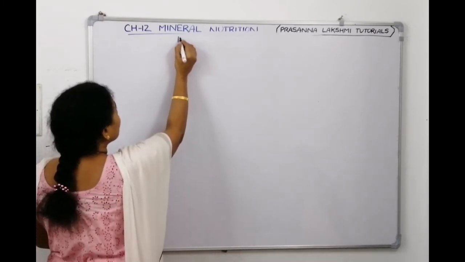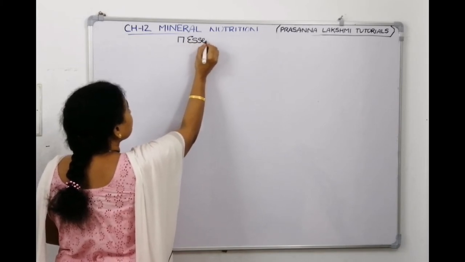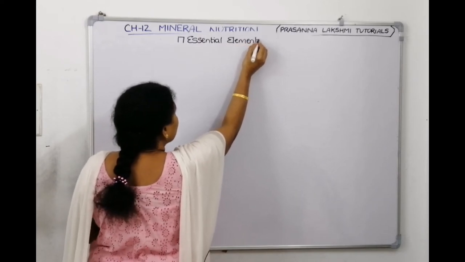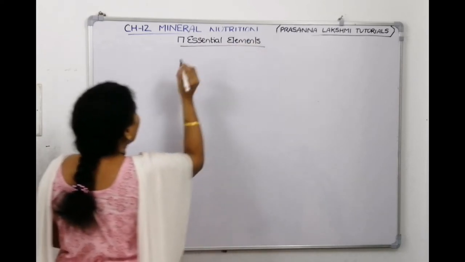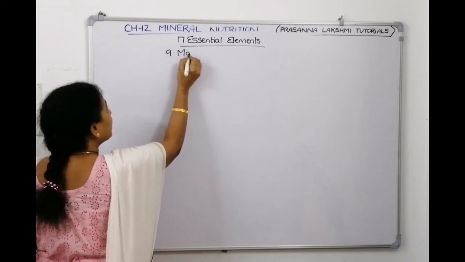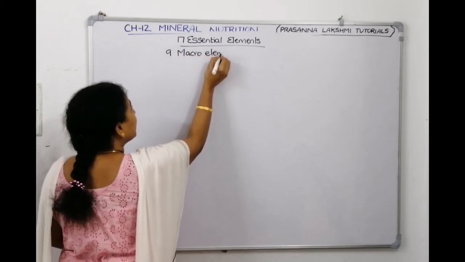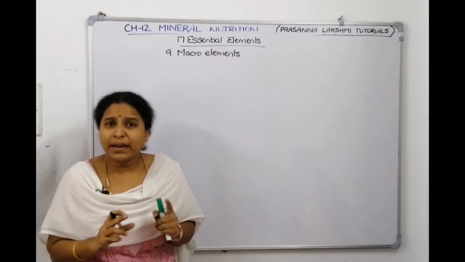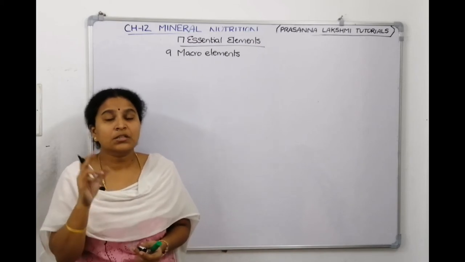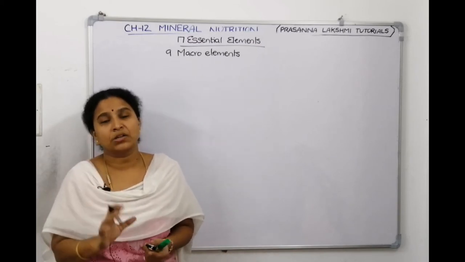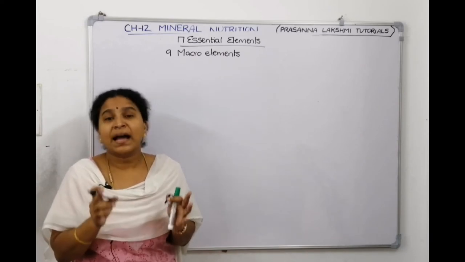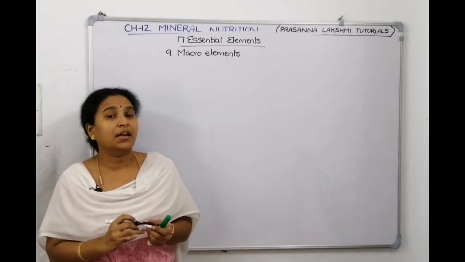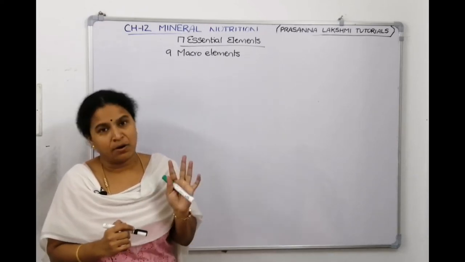So how many essential elements are there? 17 essential elements are there. You need to remember them. Out of the 17, 9 come under macro elements. Why are they called macro elements? Because their concentration is more in the plant tissue. How much more? More than 10 millimoles per kg dry matter of the plant tissue. If any element is found at this level, call it a macro element.